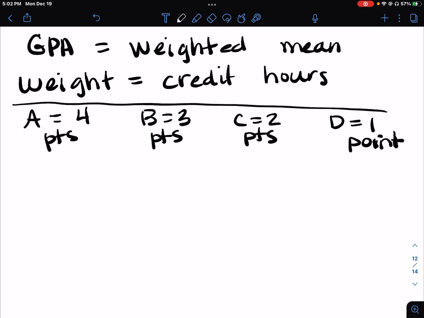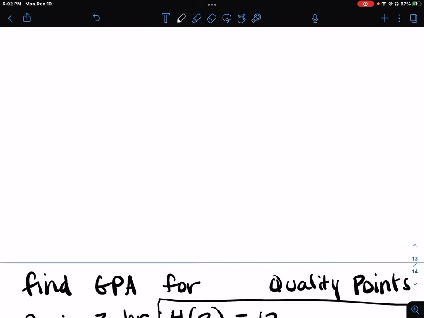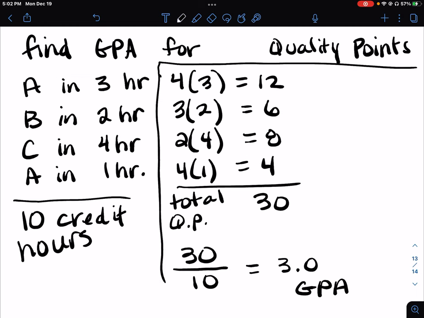Okay, a GPA is a weighted mean, and the weight is the number of credit hours. Okay, so for an A, you get 4 points. B is 3, C is 2, D is 1. So find the GPA for somebody that got an A in a 3-hour, B in 2, C in 4-hour, and an A in a 1-hour. So that's 10 credit hours.